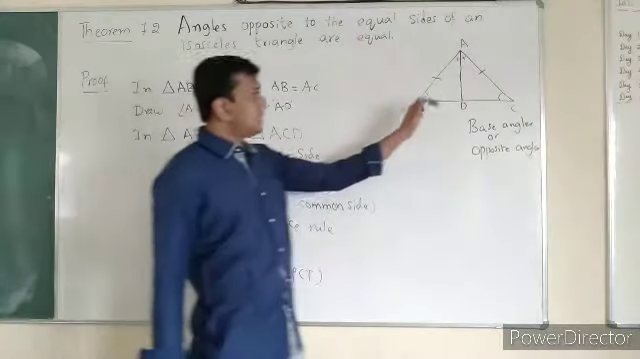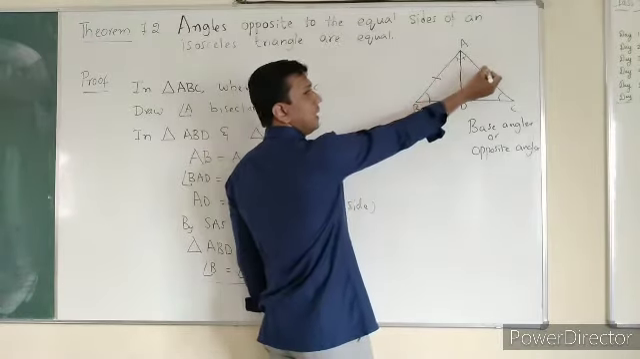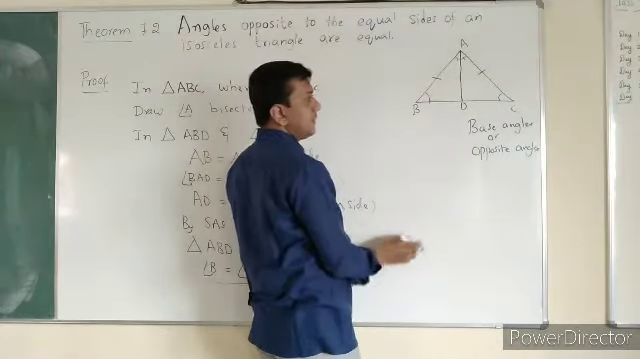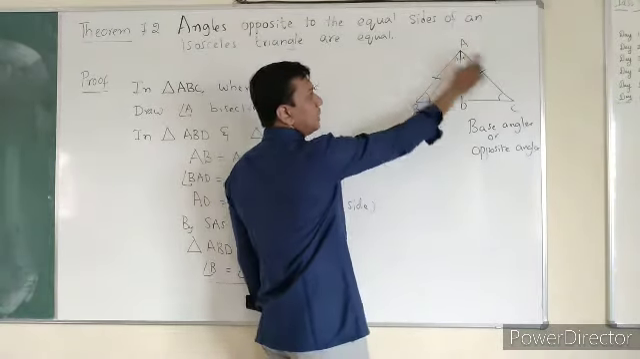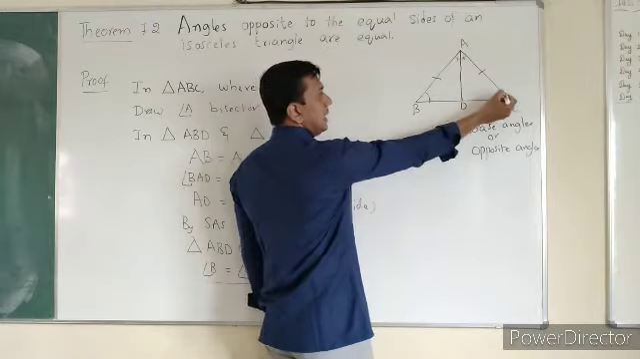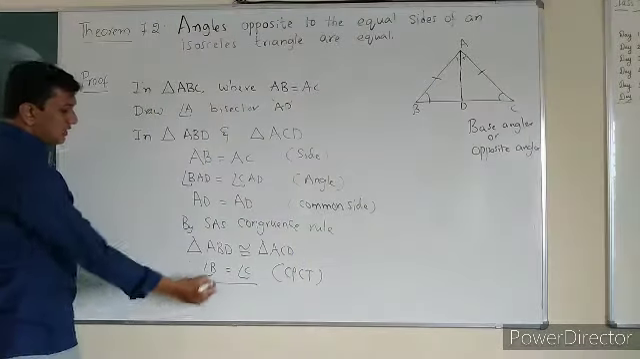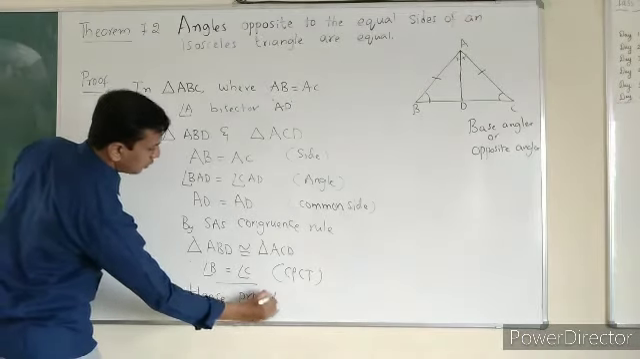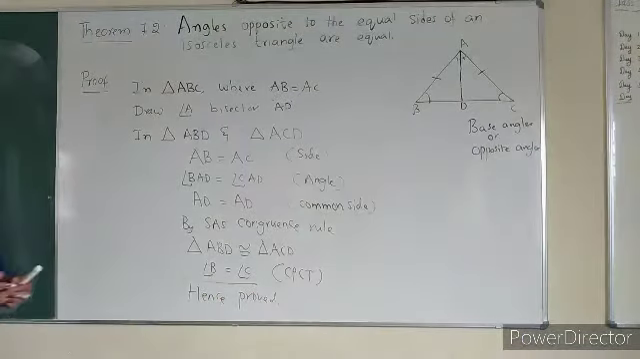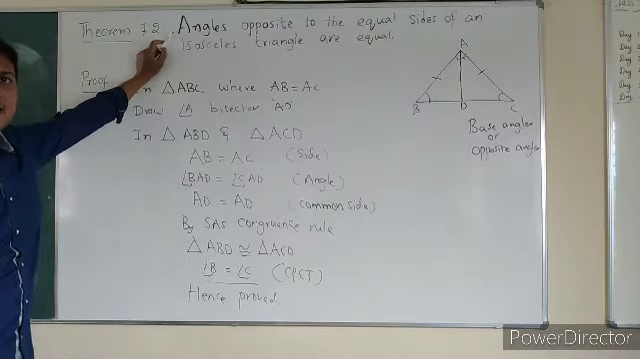What is this? Angle B is equal to angle C. But what are those angle B and angle C? Angle B is the opposite angle to side AC, and angle C is the opposite angle to side AB. So that is our proof. Hence proved. So this is what the statement says: angles opposite to the equal sides of an isosceles triangle are equal.